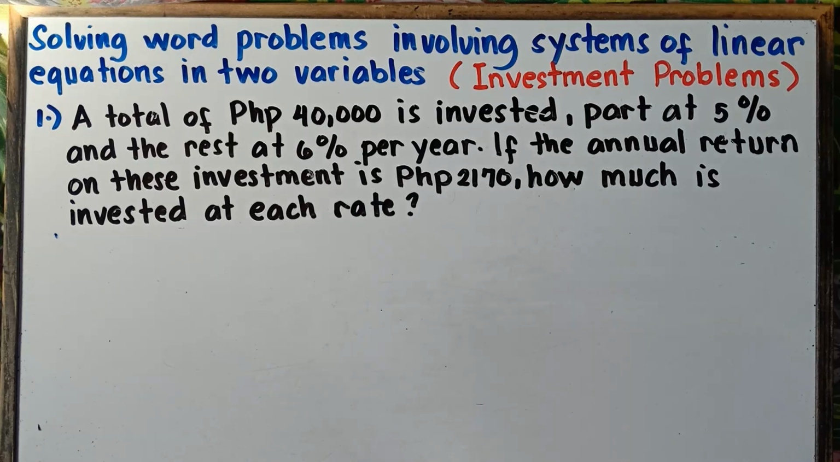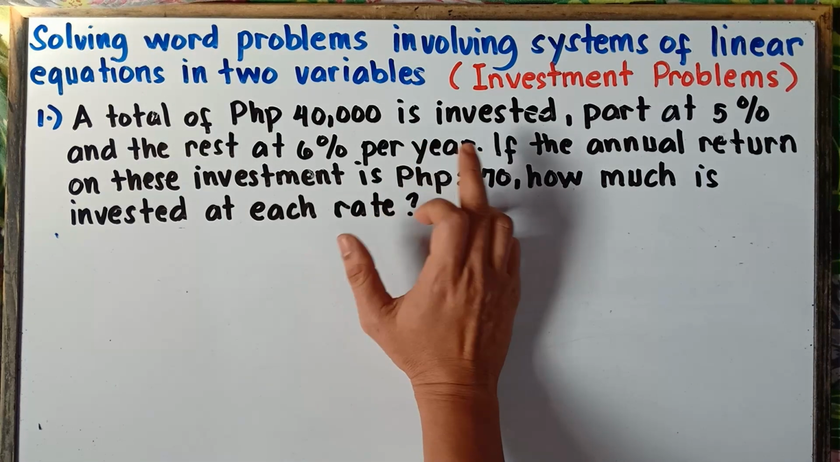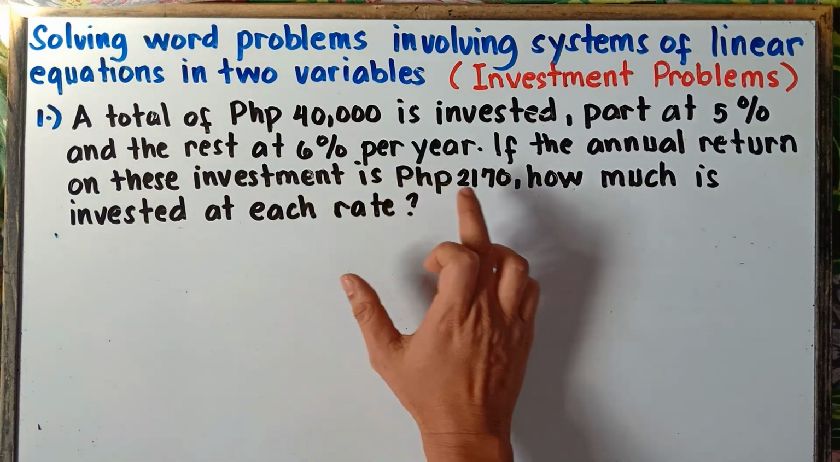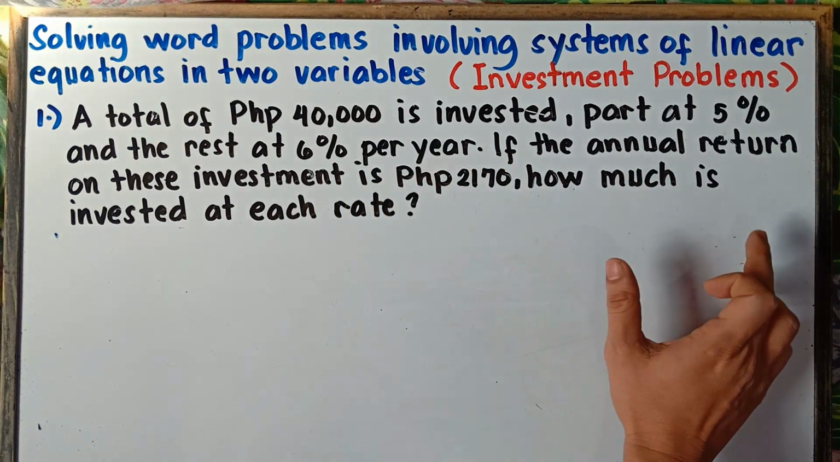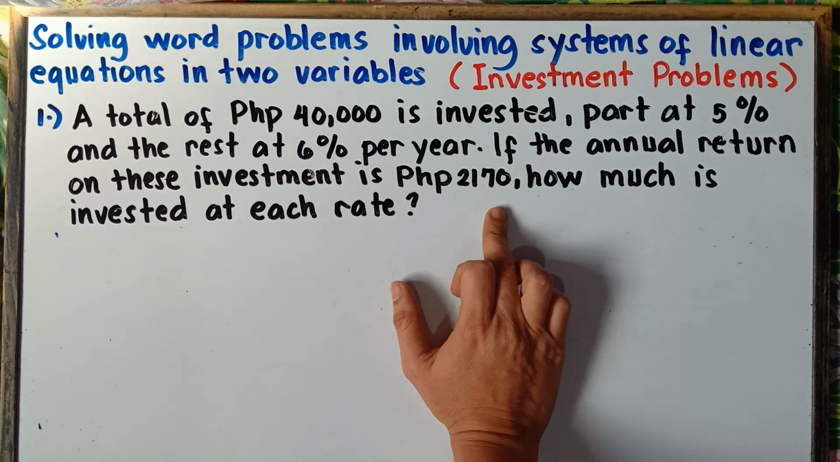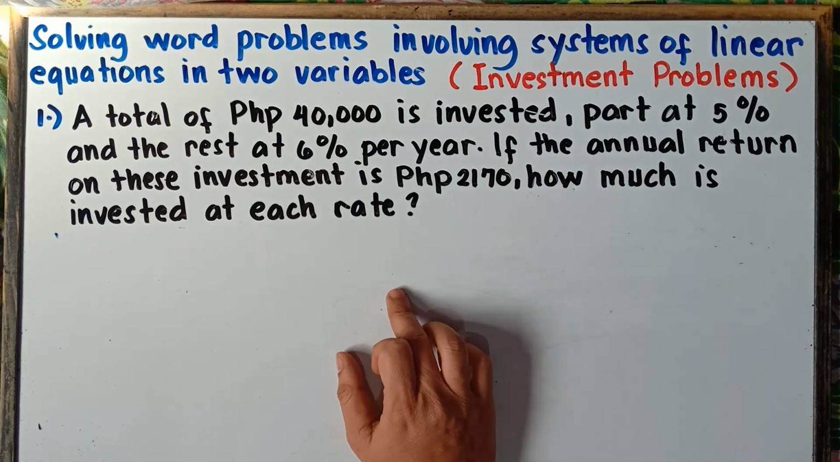Alright, so let's start with example number 1. A total of 40,000 is invested, part at 5% and the rest at 6% per year. If the annual return on this investment is 2,170 pesos, how much is invested at each rate?